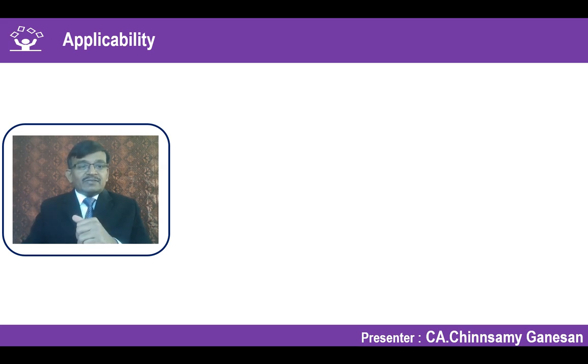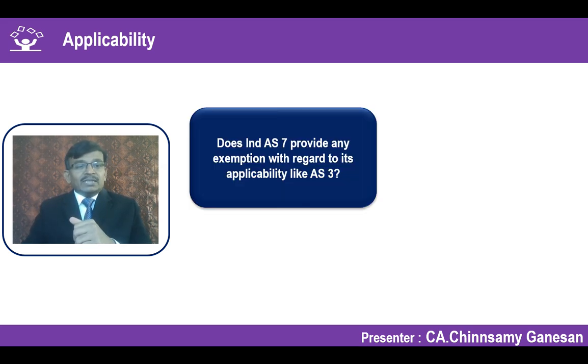Whether Ind AS 7 has given any such exemption, the answer is no. Ind AS 7 says all the entities should prepare and present their cash flow statement as part of their financial statement. No exemption has been given. And of course, you can also have a logical conclusion that all the entities who are adopting Ind AS will be considered as a level 1 entity even under AS 3. So naturally, the exemption will not be available.